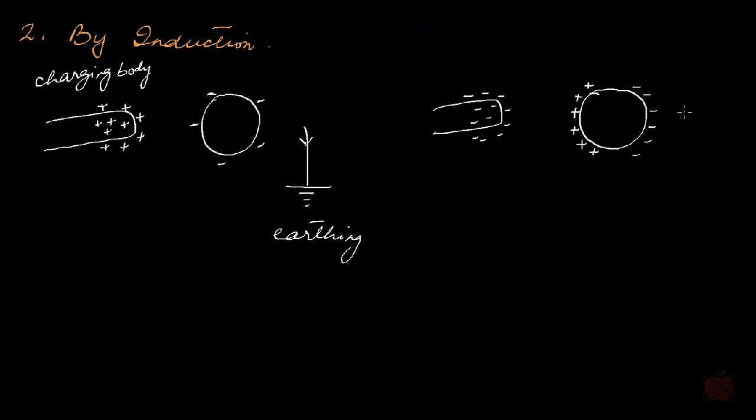Got it? So the same thing you do: you take a wire and you connect this to the ground. Then what will happen to these negative charges? They will all flow into the ground, and therefore there will be no more negative charge here. And if you disconnect this, what will happen to the positive charges that were there? They will now redistribute themselves. So they will come like this: 3, 4, 5, 6. So that's how you make a body positively charged.